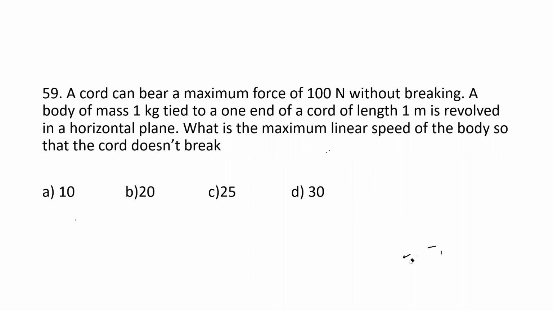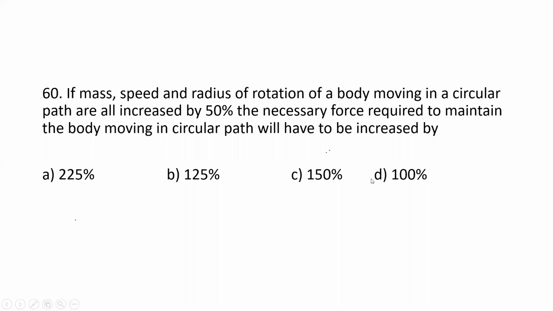Then let us see the next question. Last question of this chapter: if mass, speed and radius of rotation of a body moving in a circular path are all increased by 50%, the necessary force required to maintain the body moving in a circular path will have to be increased by. So what we need to calculate here is the necessary centripetal force, how much percent it should increase. So how can we do this?